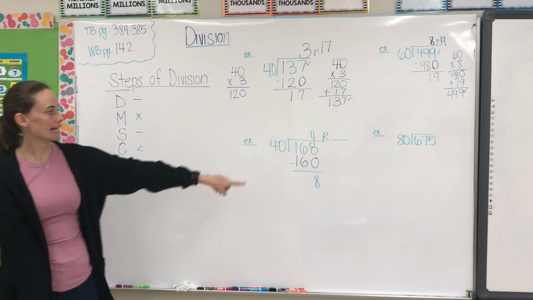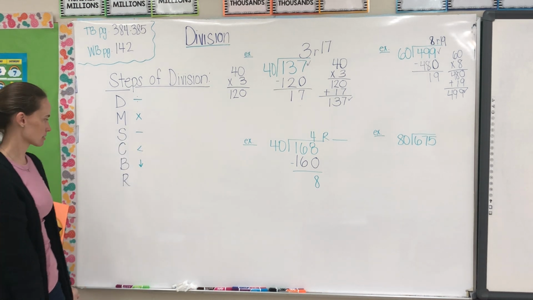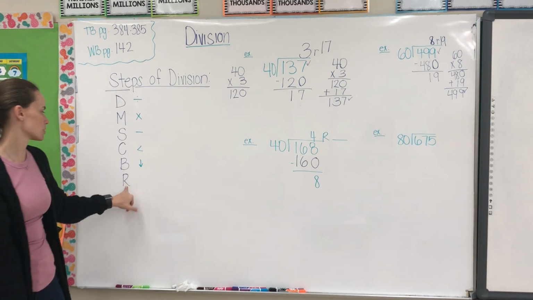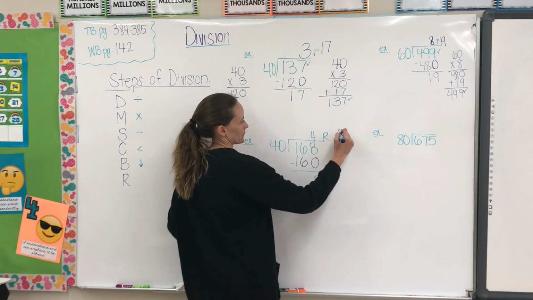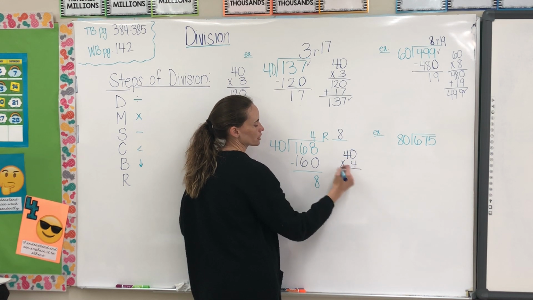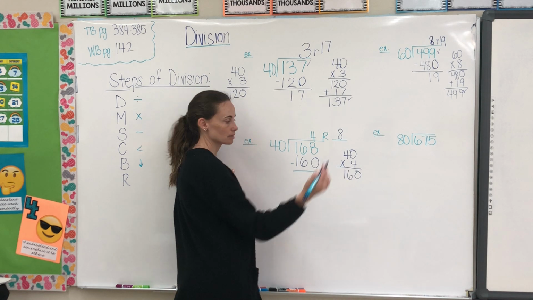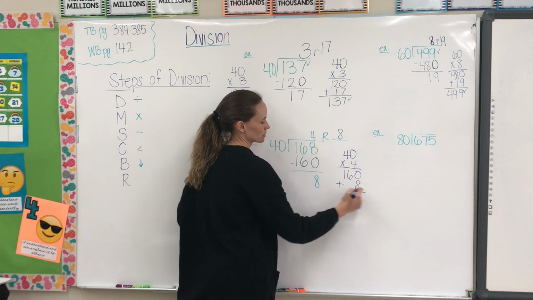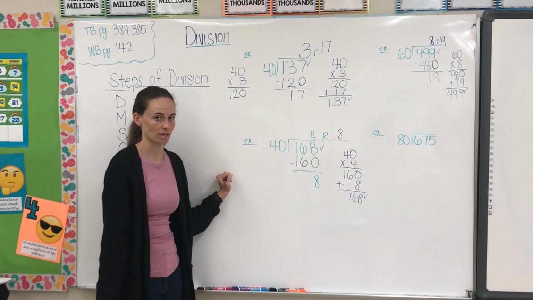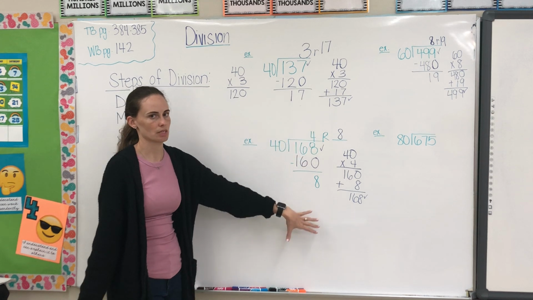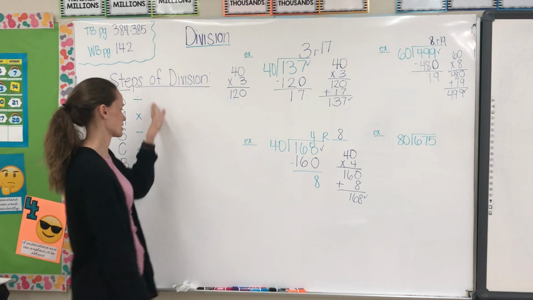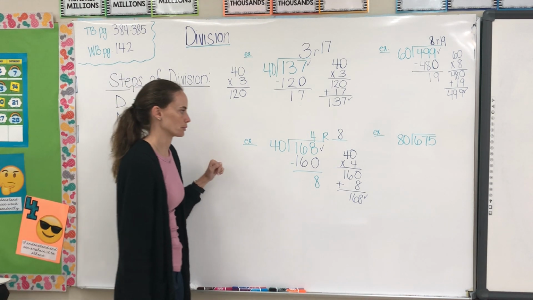We compare. Is 8 less than 40? Yes. Is there anything to bring down? No. So that 8 becomes our remainder. And then we just check our answer. 40 times 4, 160, plus the remainder 8, 168, 168. Okay? There are, I think, 3 of those problems in the workbook that they started, and you just have to fill in the blanks. So remember, follow the steps, and you'll catch up to where you are.